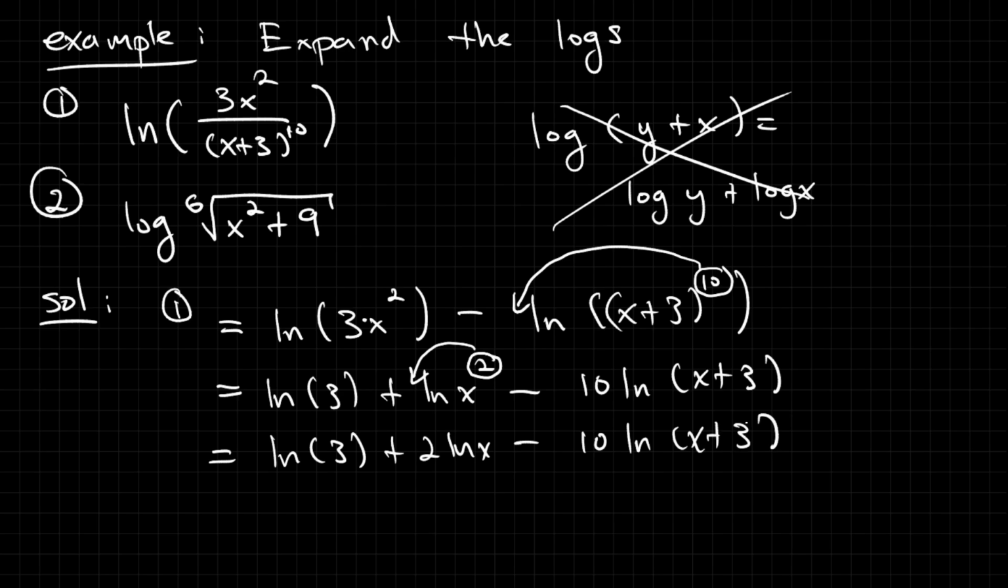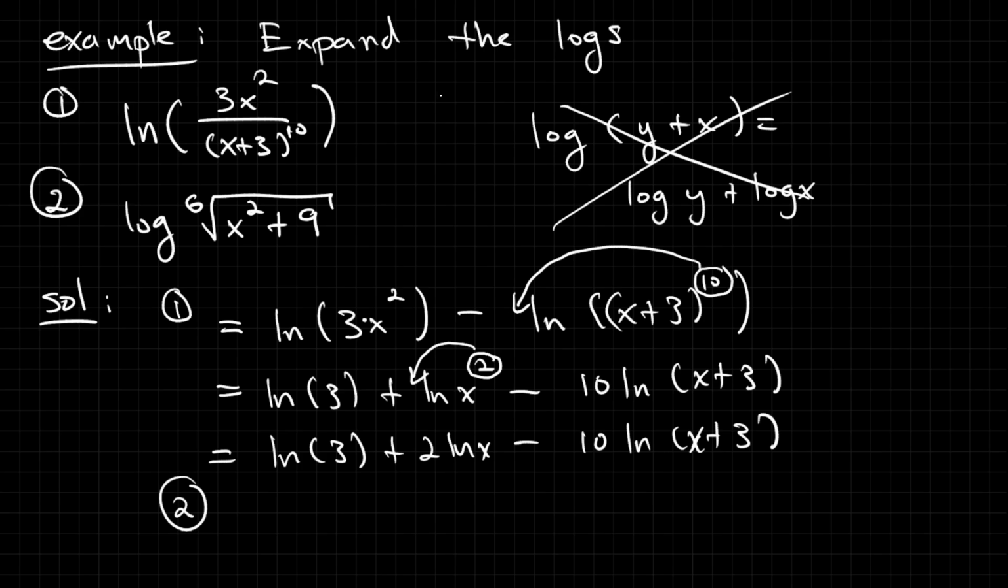And do not be tempted to do something with this ln of x plus 3. There's no rule that says ln of one thing plus another thing is equal to something. So this would be our final answer. We're done with the first problem. Let's go on to the second one here, which is logarithm of the sixth root of x squared plus 9.